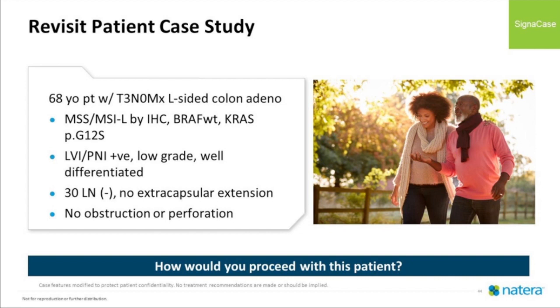So, we go back to these cases that we were discussing at the beginning. How do we deal with these high-risk patients where there's a question of whether or not we should give additional therapy? So if we look at this patient again, a 68-year-old patient, T3N0, left-sided colon cancer, microsatellite stable, MSI low, BRAF wild type, KRAS G12S. There are some high-risk features, including LVI, PNI, but otherwise low grade, 30 lymph nodes negative, no obstruction or perforation. We have to start thinking, again, how are we going to manage these patients?